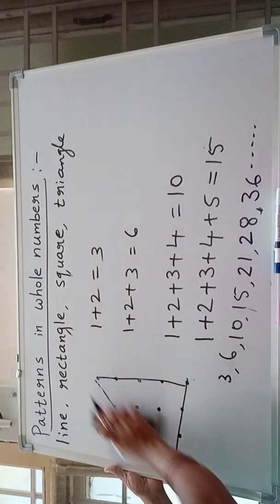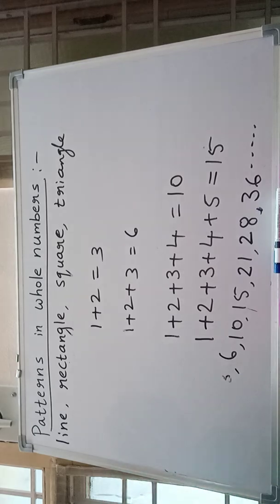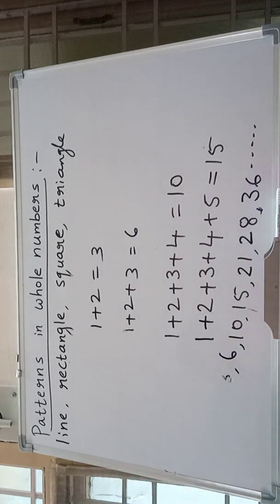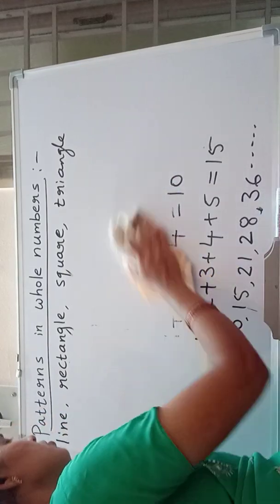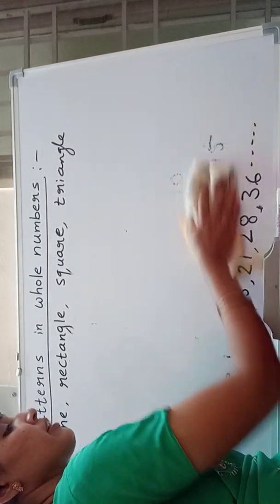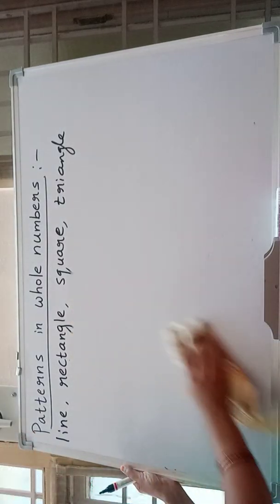Okay. These are the basic shapes. We can express all whole numbers in these basic shapes. Which numbers can we show in line shape? Except 1, all whole numbers we can show in line shape.